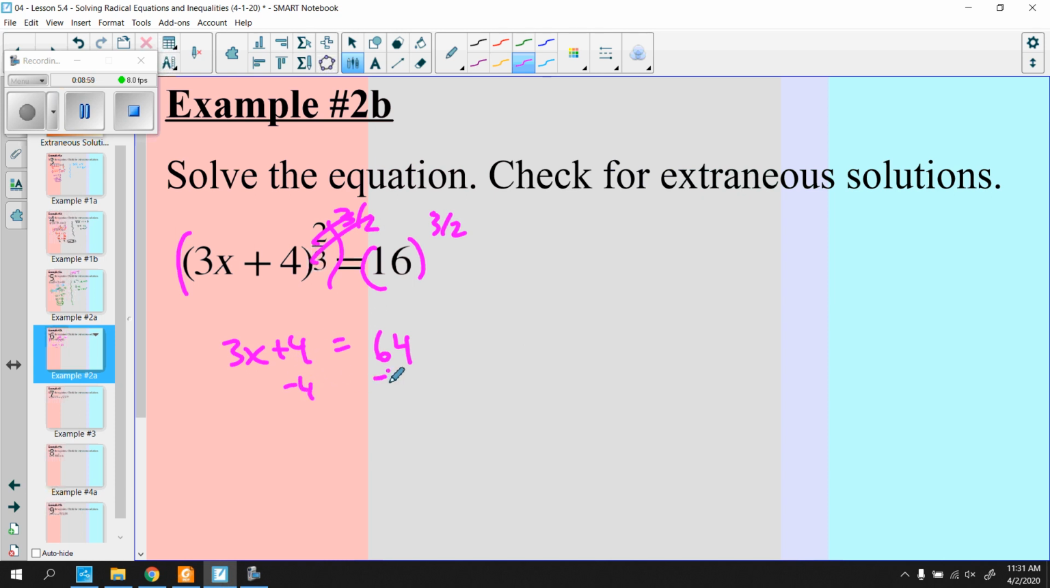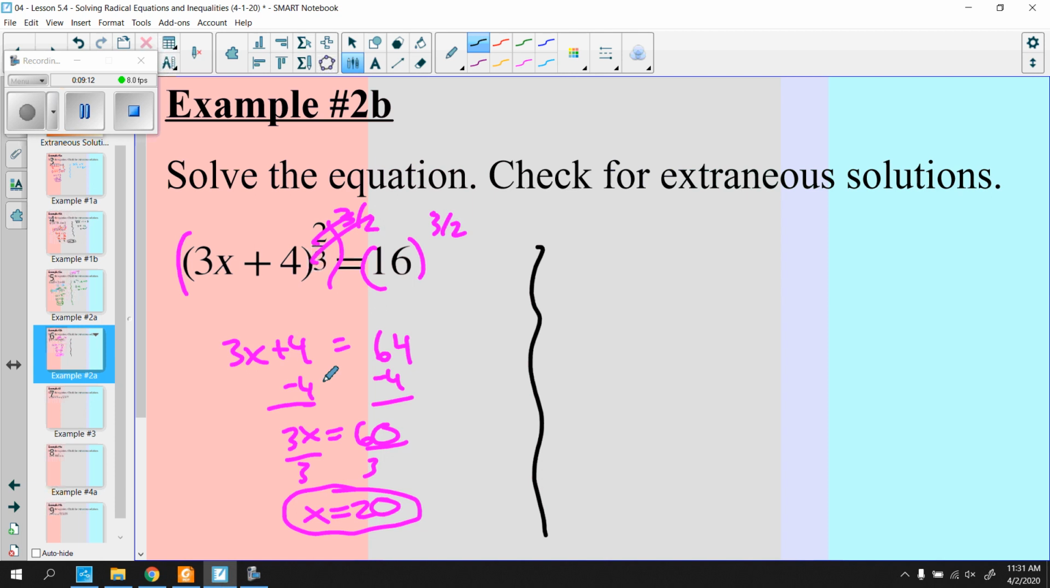Two-step solve. Subtract 4 from both sides. Divide by 3. You get x equals 20. Quick check. 20 times 3 is 60. 60 plus 4 is 64. So we're basically just going to quick check. Does 64 to the 2/3 power equal 16? 64 to the 2/3 power. Yep, I'm getting 16 equals 16. I like it. I think we're good.